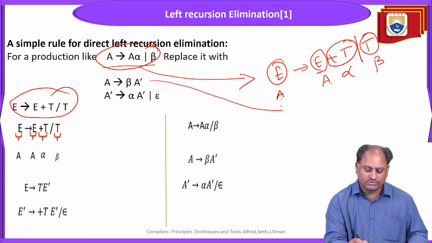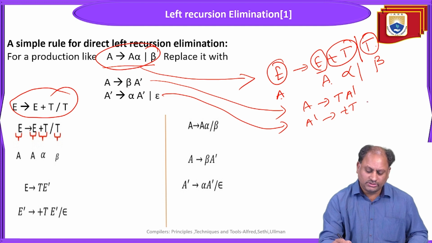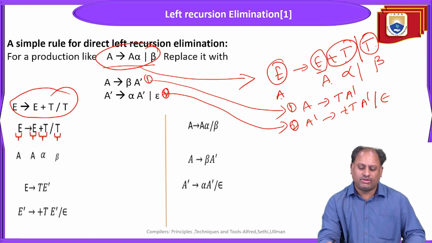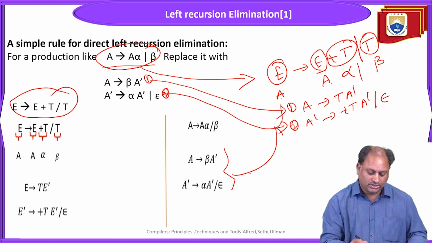So now we apply the first one. This is the same as A derives A alpha or beta. Now we have to apply A derives beta A dash. What is beta here? Beta is capital T and A dash is A dash. That is the first rule. And the second one which we applied, the substitution for replacing the general format, is A dash derives alpha A dash. What is alpha here? Alpha is plus T, and A dash, and then epsilon. So the first and second rules are applied for the given syntax, and then we are getting these two. That means these two are A derives beta A dash, and A dash derives alpha A dash. From this we are getting this result.